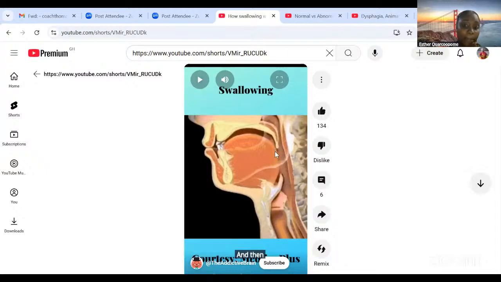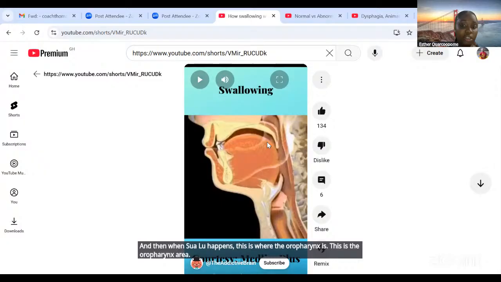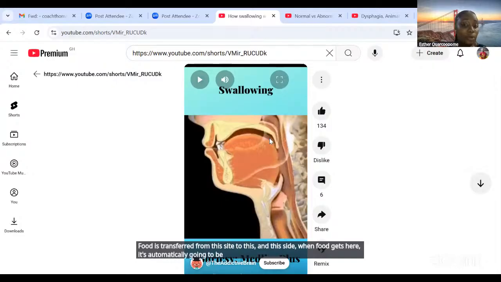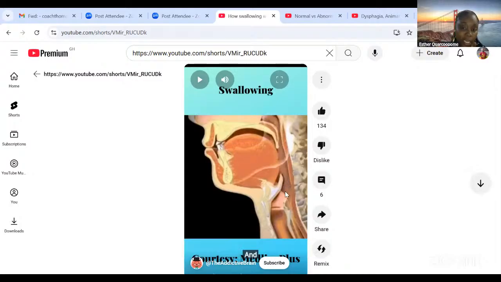And then when swallow happens, this is where the oropharynx is. This is the oropharynx area. Food is transferred from this side to this. And when food gets here, there's a swallow trigger reflex here, which goes down. And when it comes down here, this is the esophageal phase where food is pushed down to the stomach.